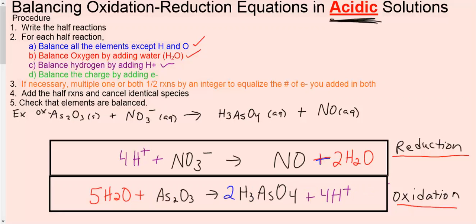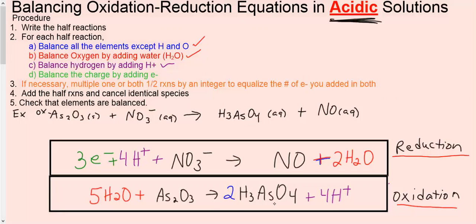D, balance the charge by adding electrons. So we need to total the charge on the left and the right. On this reaction we have 4 positives and 1 negative. So on this side we have 0. Therefore, we need to add 3 to this side. If we add 3 electrons to this side, we'll have 4 minus 3 minus 1, 0. That makes that side 0 to equal this side, which is also 0.